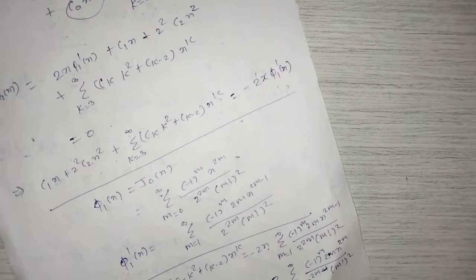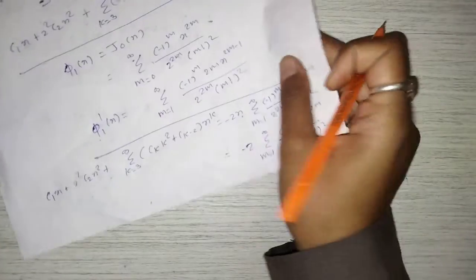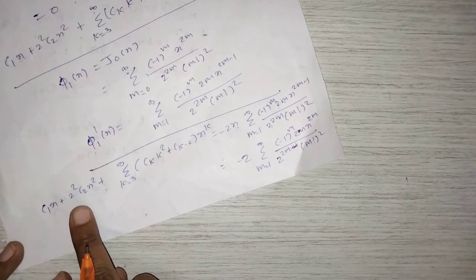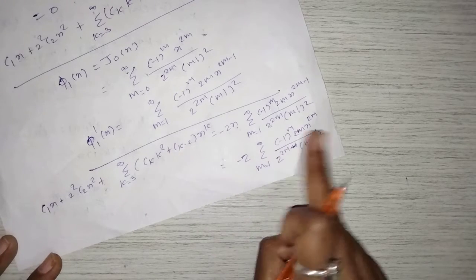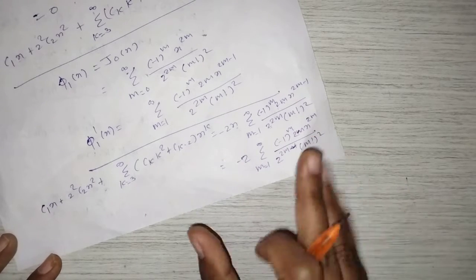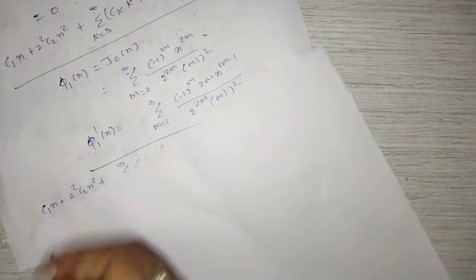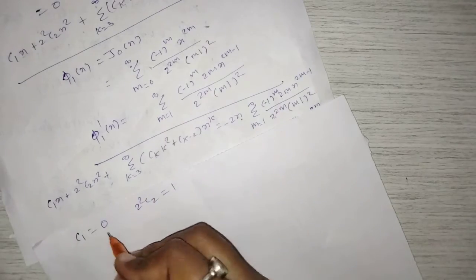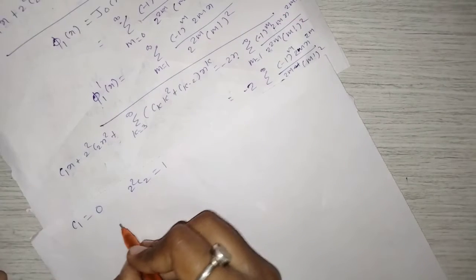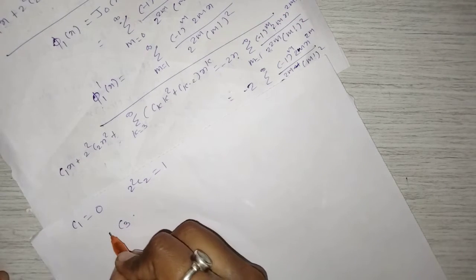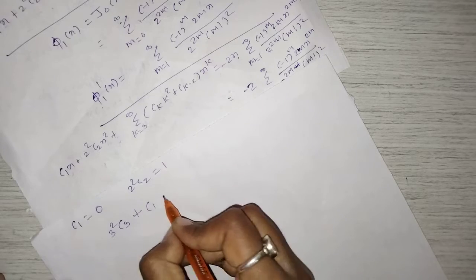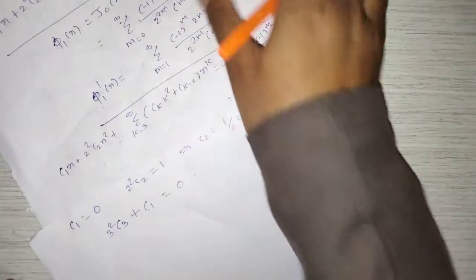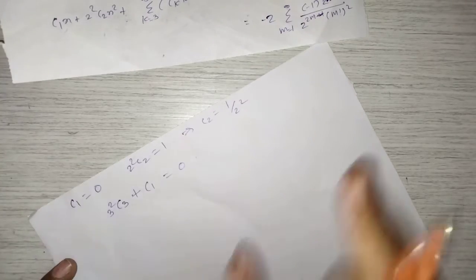So now calculating each term, comparing the coefficient of x, we get c1 equal to 0, 2 square c2 equal to 1. When we put m equal to 1, we get the term in the form of x square. So c1 equal to 0, 2 square c2 equal to 1 and the remaining equal to 0. K starting from 3 to infinity means c3 into 3 square plus c1 equal to 0. So c2 equal to 1 upon 2 square, c1 equal to 0, so c3 equal to 0.